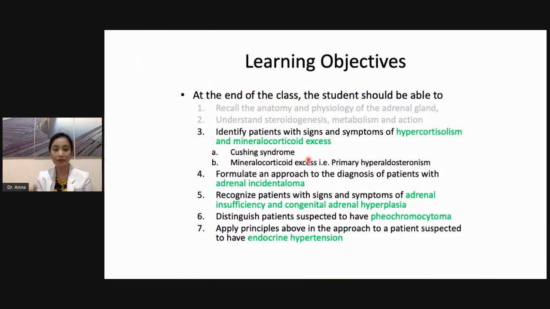So next we've gone through the anatomy, physiology, and then briefly your steroidogenesis. So we'll proceed to the third objective for this lecture series, which is for you to be able to identify patients with signs and symptoms of hypercortisolism and mineralocorticoid excess, particularly your Cushing syndrome.